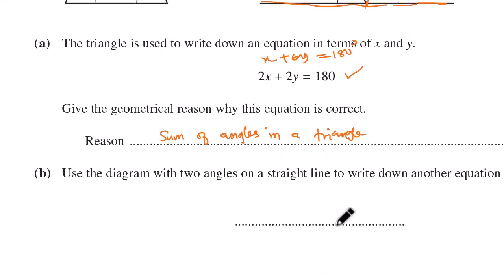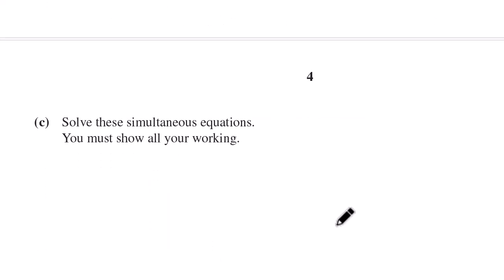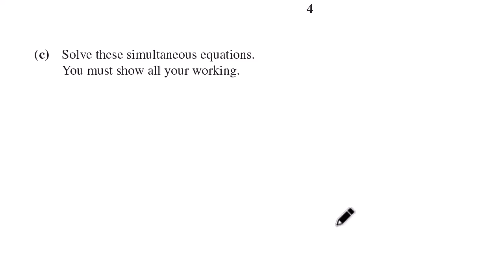Now the next instruction says solve this simultaneous equation and you must show all workings. Yeah, we can do that. For the first one, we were given 2x plus 2y is equal to 180 degrees. And for the second one, we got x plus 6y is also equal to 180 degrees. So how do we solve for x and y?